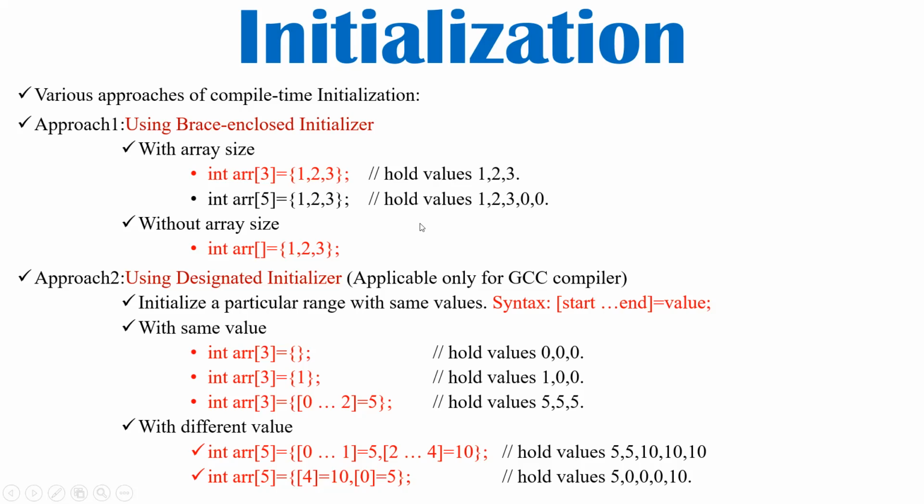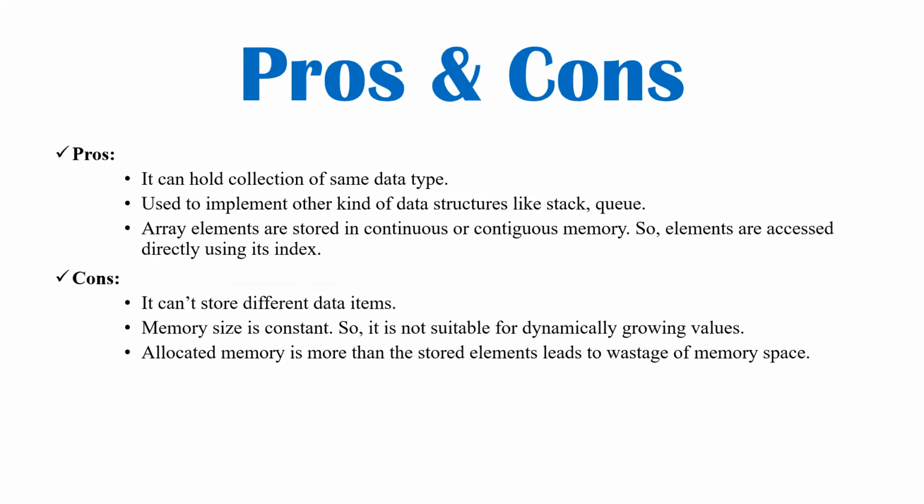So the next one is an array of 5. Here I initialized with the value 4 at position 4 equal to 10, and 0 equal to 5. It means that in the 0th index it will store the value 5, and in the 4th index it will store 10. The remaining positions will take the value 0, which is the default value while initializing. So this is about initialization for arrays.